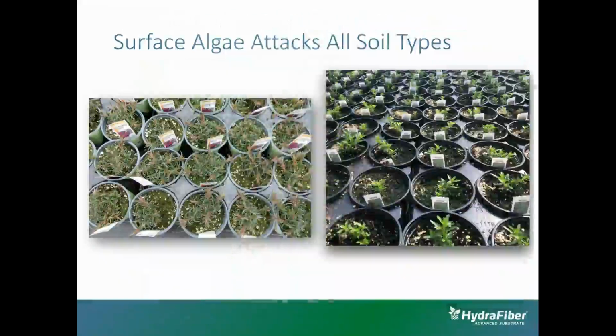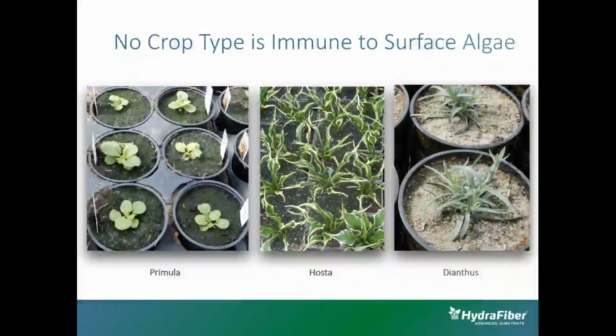And it really doesn't matter what type of growing media you use, whether you're using a peat hydrofiber mix or a coir hydrofiber mix or a peat perlite or bark and peat mix. Algae is a problem on all of these mix types. It also doesn't really matter what type of crops you're growing, whether you're growing primulas, hostas, or even dianthus. Algae can be an issue.